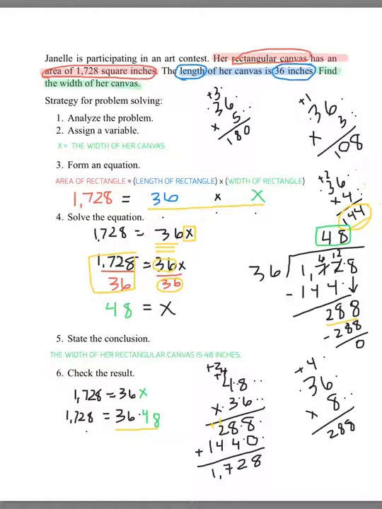So on the left, we have 1,728. And now on the right, we have 1,728. So the question is, are these two sides equal? They are indeed. Therefore, our solution is correct.